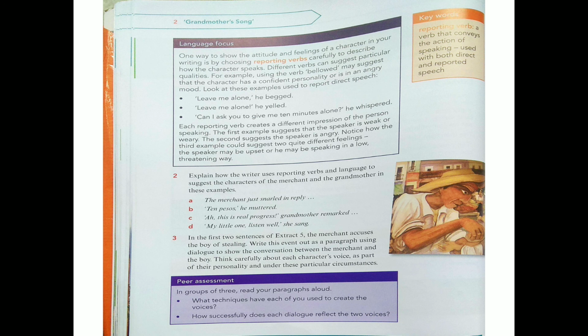Okay, peer assessment. In groups of 3, read your paragraphs aloud. What techniques have each of you used to create the voices? How successfully does each dialogue reflect the two voices? So think of that and keep it in mind when you are writing your dialogue. That is, when you're writing out this event. So just a paragraph, not too long, okay? And be precise and stick to what you have to do there, okay?